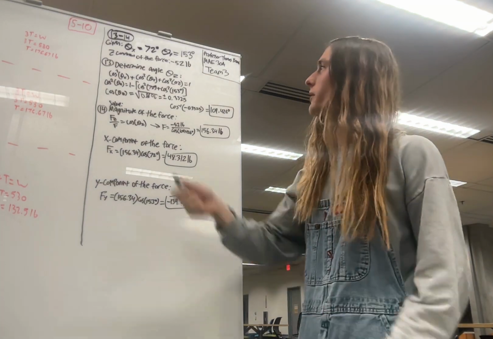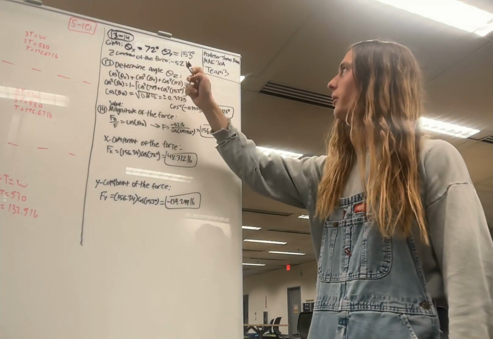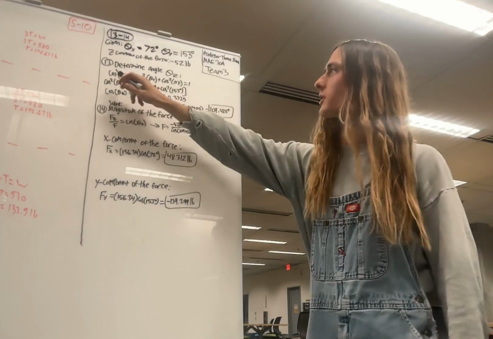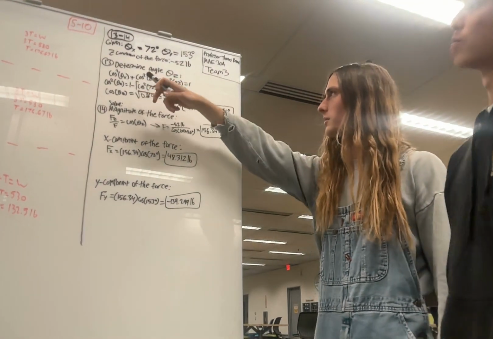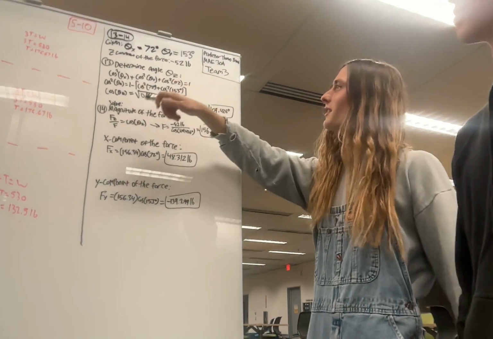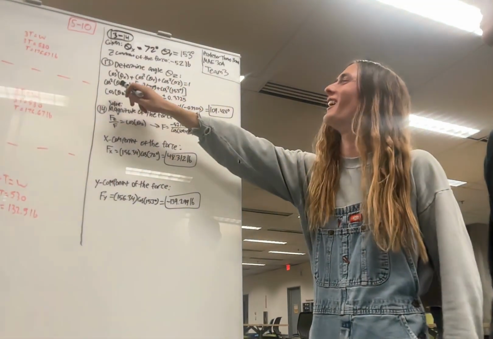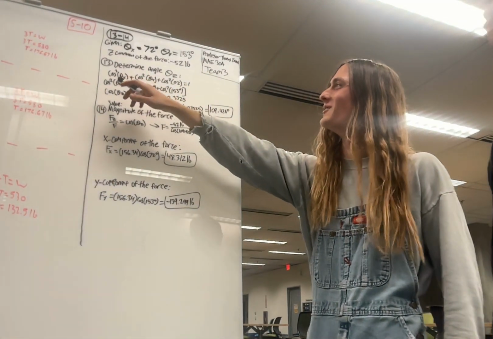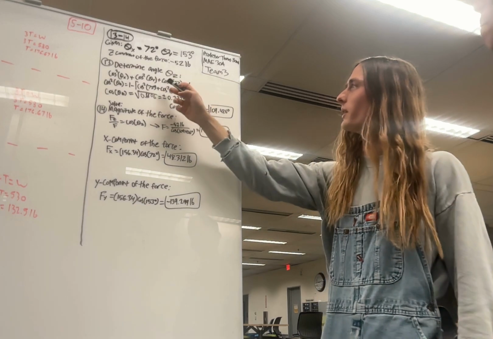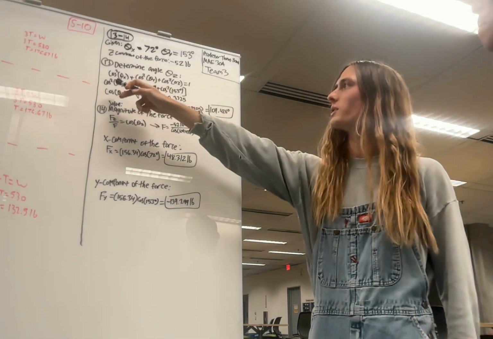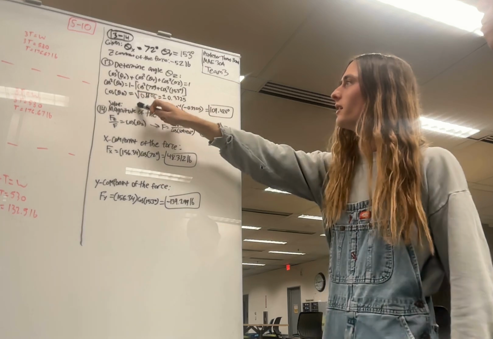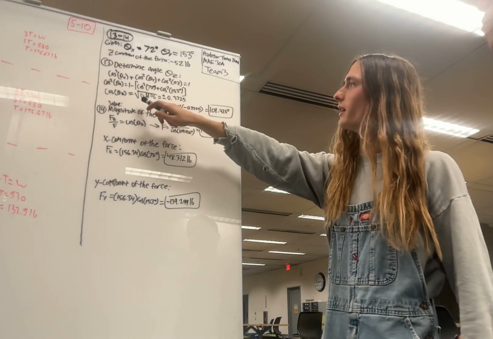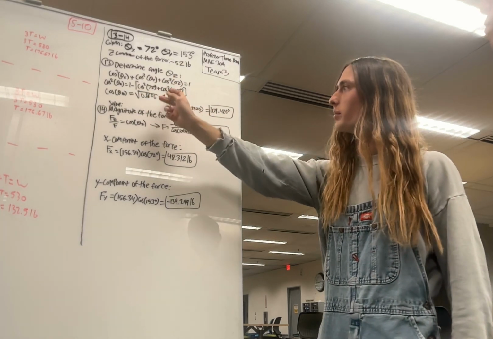So for 13, they're asking us to determine the angle theta z. We're going to use this equation, which we talked about today in class: cosine squared theta x plus cosine squared theta y plus cosine squared theta z equals 1. Now we're isolating the part with theta z, because that's what we're solving for. Then we get a square root, so we get a plus or minus.